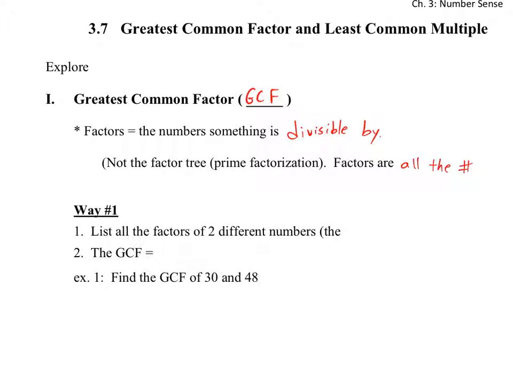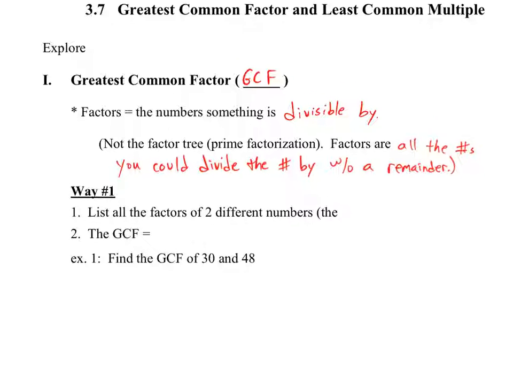Factors are all the numbers. We're going to do the hashtag for number. So all the numbers you could divide the number by. Maybe I'll say without a remainder. So all the numbers you could divide by and get an integer answer, get a number without a decimal answer.